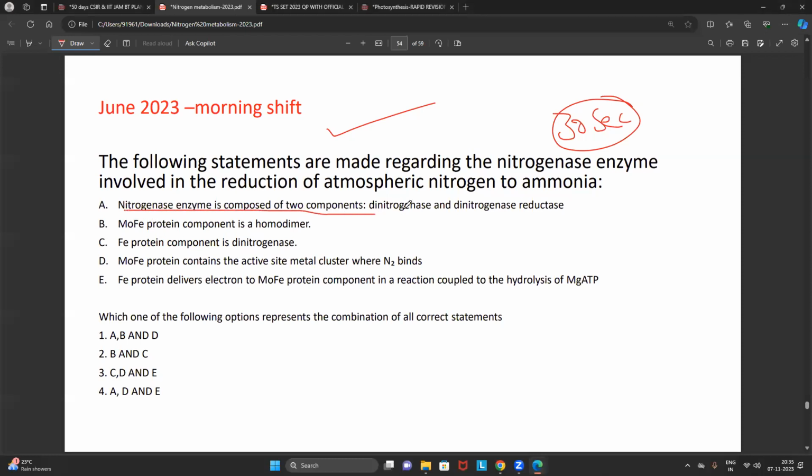Okay, all of you focus on the given options. Nitrogenase enzyme is composed of two components, dinitrogenase and dinitrogenase reductase. That is a true statement. Molybdenum iron protein is a component, a homodimer, right? And iron protein is the component of dinitrogenase reductase. So option C is also wrong. Molybdenum iron protein contains the active site metal cluster where N2 binds. Right statement. Iron protein delivers electrons to molybdenum iron in a reaction coupled to the hydrolysis of ATP, which is catalyzed by magnesium. That is also true. Hence, the correct answer is number 4.